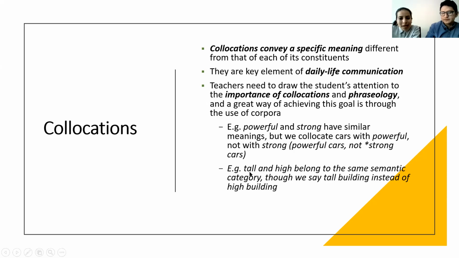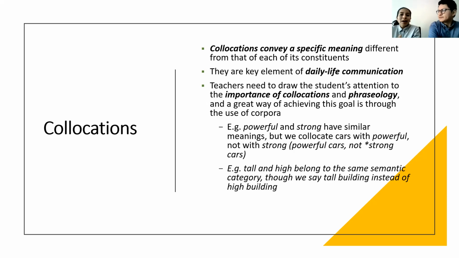And look, we have one more example, tall and high. They both belong to the same semantic category. We say tall building instead of high building. And here comes the influence from L1, because we would say un edificio alto. Then, since we're talking about things, you may think tall is only for people, whereas high should be for things, and there comes this conflict in learners' minds. A good way to approach this is to show them that there is no explanation that fits all of them.